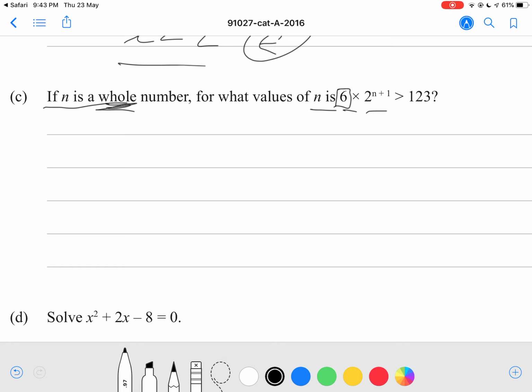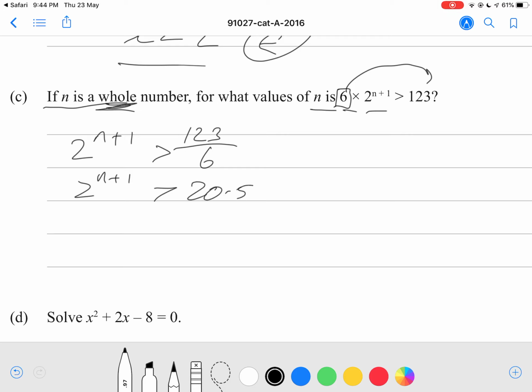First, you want to move the 6 to the other side of the equation, and I'm going to make 2 to the power of n plus 1 the subject. We're going to say 2 to the power of n plus 1 is, not equal to, is greater than 123 divided by 6. If it's multiplied on one side, you have to divide on the other side. So 2 to the power of n plus 1 is greater than 20.5.